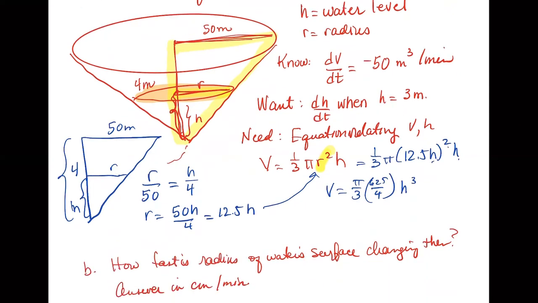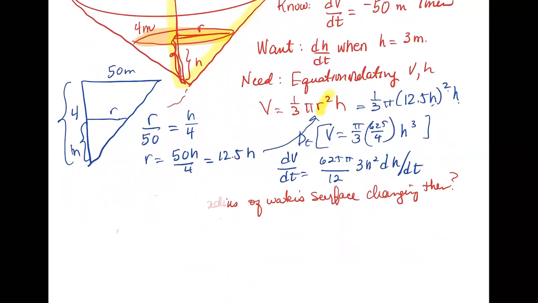So our dV/dt, when we take the derivative of both sides with respect to t, we get dV/dt is 625 pi over 12. H cubed derivative is 3H squared dH/dt. Now I'm going to have to make myself some more room here, so I'm going to erase this part. Okay.